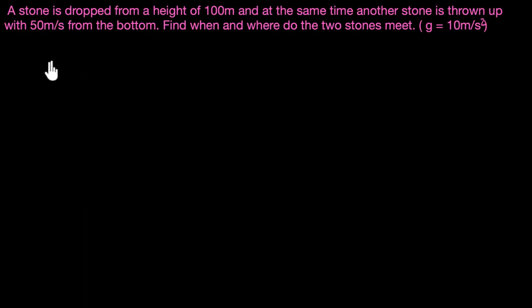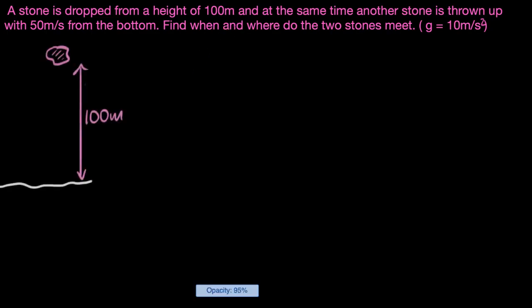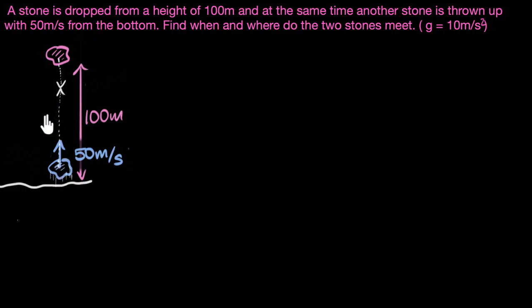So let's quickly look at what's given and try to make a drawing. A stone is dropped from a height of 100 meters. So there's one stone that's dropped from 100 meters. And at the same time, another one is thrown up with 50 meters per second from the bottom. And we need to find when and where do the two stones meet. So if one stone is falling down and another one is thrown up, then they could meet somewhere, right? So maybe this stone falls down here, and in that same time, maybe this goes all the way up till here, and maybe it meets over there.